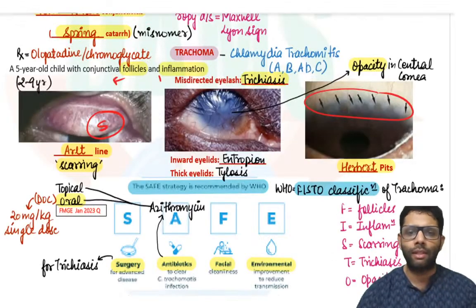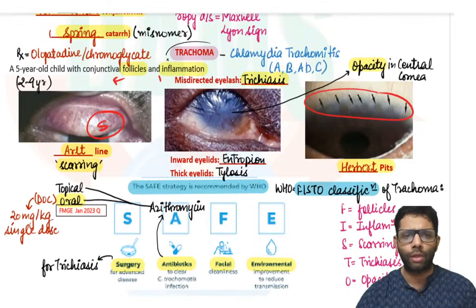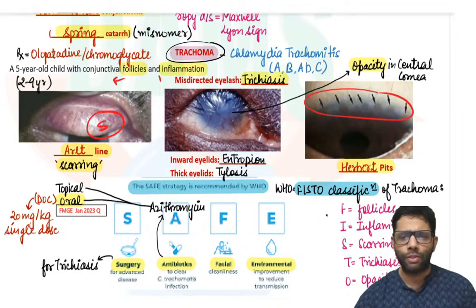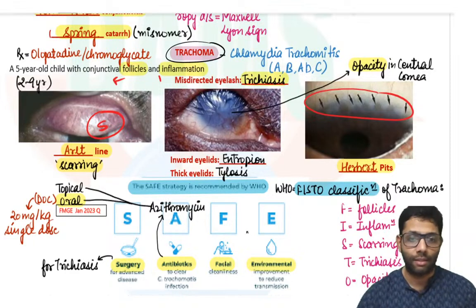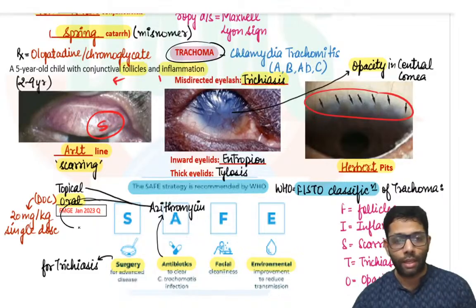Now Herbert pits is the direct question. You should know trachoma. Trachoma is caused by Chlamydia trachomatis, and the FISTO classification: follicles, inflammation, scarring, trichiasis, opacity. But Herbert pits is not included in the FISTO classification. That's why WHO gave the SAFE strategy to compensate, as I told in the class. So the SAFE strategy was a repeat question in January 2023.